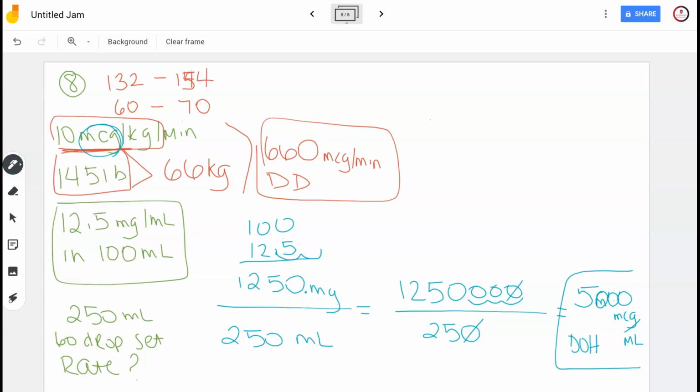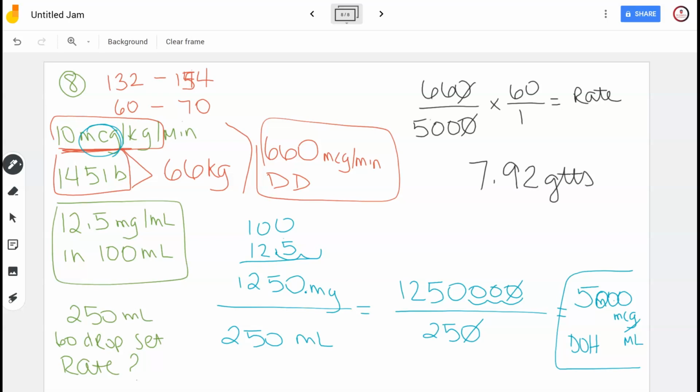So go back to putting it into your formula. You have your desired dose, 660 over 5,000 times your 60 drop set. You can simplify here. And then as you multiply this out, and I'm not going to lie, I cheated and used a calculator, it comes to 7.92 drips a minute. Again, this one doesn't come out with nice, easy, pretty math, so cheated a little bit.